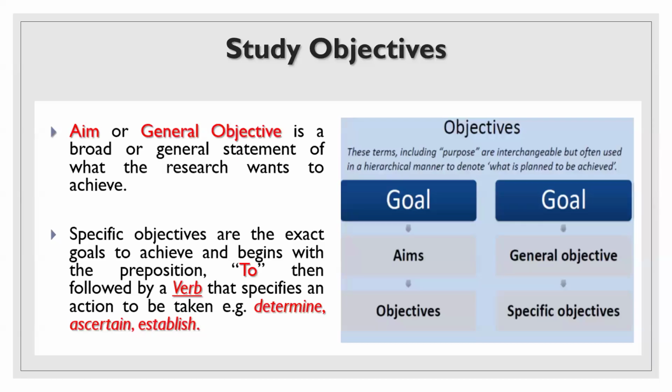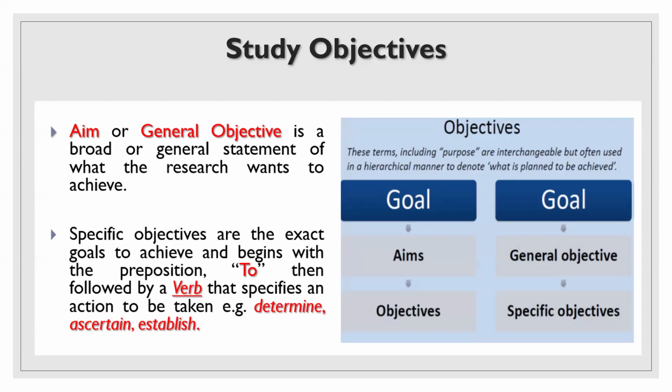So your study objectives, like I had mentioned, have two components. It has the aim, which is also called the general objective. That's the broad statement, the overall statement. Then when you have that overall statement, which is sometimes called the aim and the objective, you can now break it down into specific objectives. All right? How you want to achieve them one by one. And the verb "to" is very important there. Then the different verbs that you are going to be using: determine, ascertain, establish, and the rest of them.